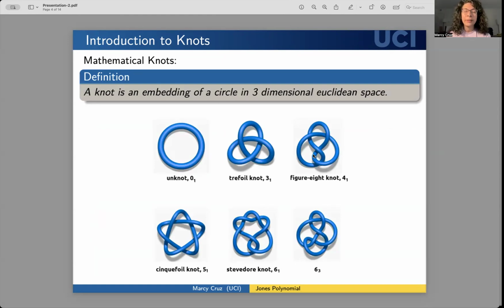Here we have a few different examples of knots. The most trivial being the unknot, but we also have the trefoil and the figure eight, which we'll examine further in the slides to come. As you can probably imagine by now, we are talking about a one-dimensional object in three-dimensional space and representing that on the two-dimensional plane. So we have to be a little careful with how we represent such an object.